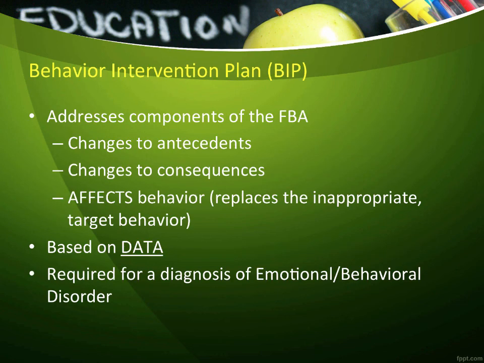The FBA data are then used to create the behavior intervention plan. In the behavior plan, changes are made to the antecedents and the consequences as appropriate, which will then affect a behavior change. A replacement behavior is identified for the target behavior, and just as you were expected to do with the FBA, you need to continue data collection to see if your plan is working. Members of the team in your school should be involved in the FBA BIP process to ensure its success.